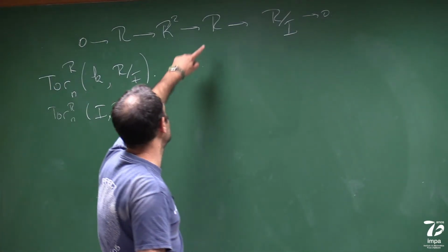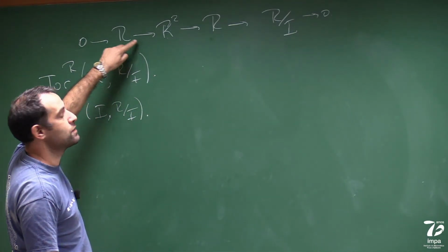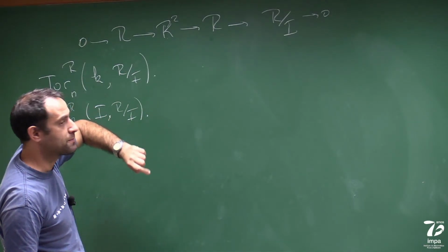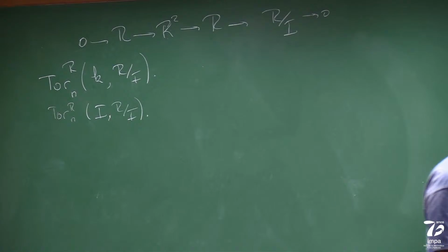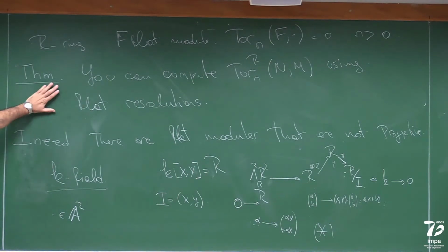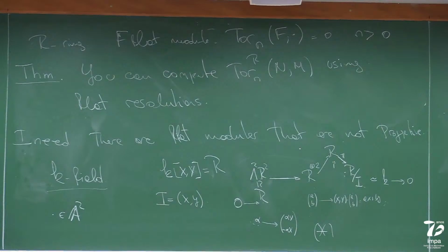Okay, so for that, we just tensor these things with I, and you see that these differentials become 0. Yeah, so I won't have time to finish proving this theorem. I think I'm just going to pick up here next time with this example, and then I'm going to prove this, and I'll continue with Ext groups.